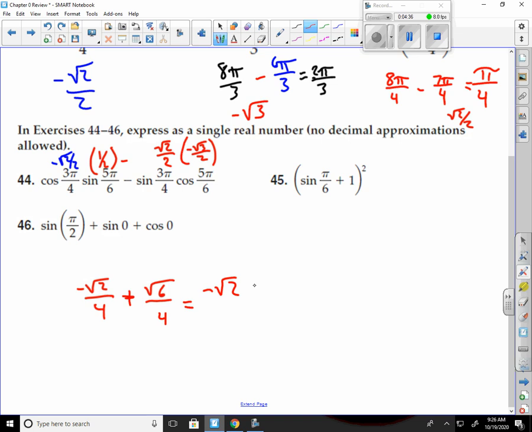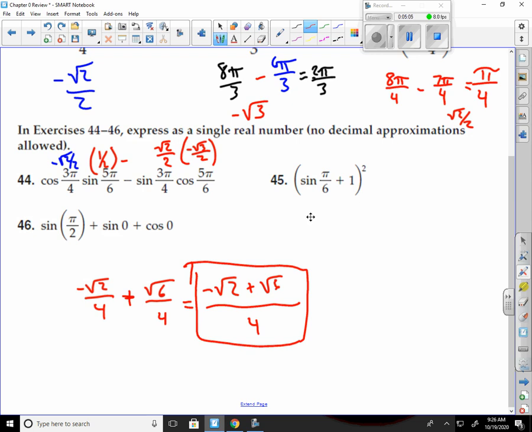Now, because I have negative root 2 plus root 6, those are not the same base inside of here, so we can't do anything else with them. That is our final answer. If I get anything except that for a final answer from you, like 0.77, who cares? It's wrong. You need to know how to work with those roots.